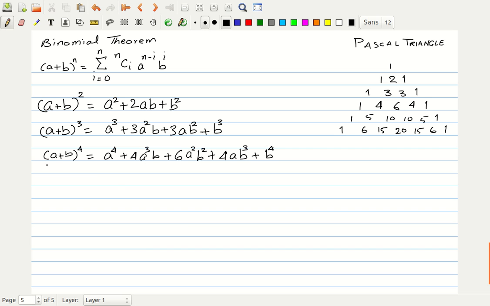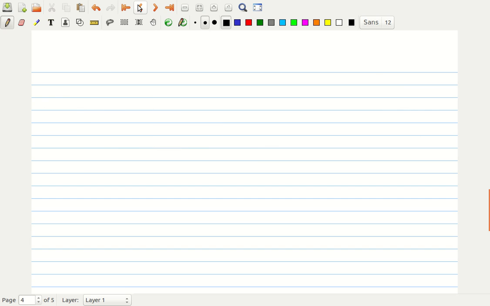Why am I telling you this is because in the formula for deriving the sum of cubes of an AP, we are going to use the fourth power expansion. So for the fourth power expansion, you can see that it is a to the power 4 plus 4a cube b plus 6a square b square plus 4ab cube plus b to the power 4. And now we can go back to our original problem.